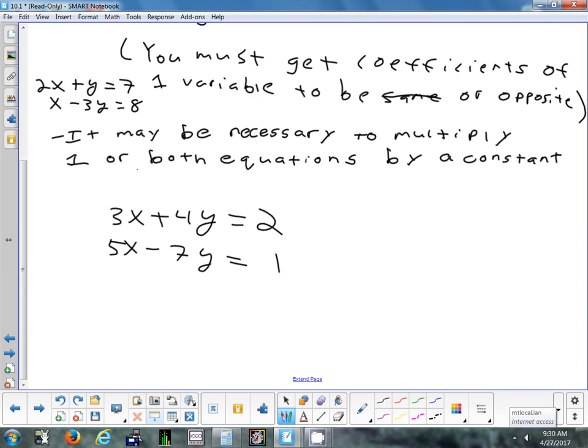Okay, so sometimes it's necessary to multiply both equations by a number. And just make sure you remember when you multiply, you have to do it in all 3 spots. Or if we have more variables, you have to do it in all 4 spots or 5 spots, however many variables you have.